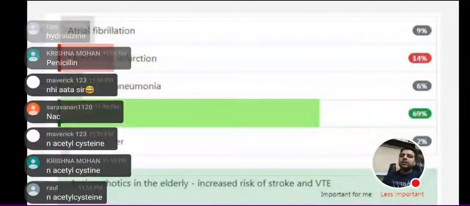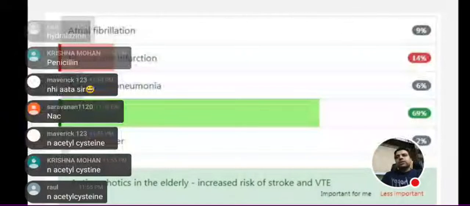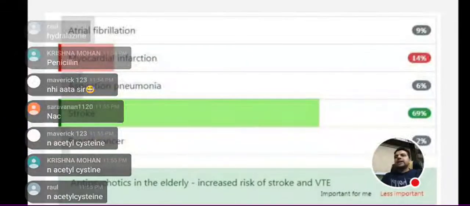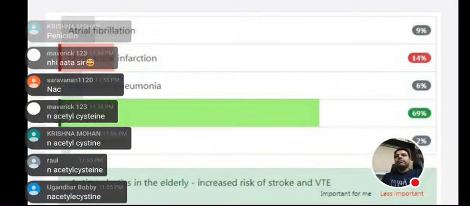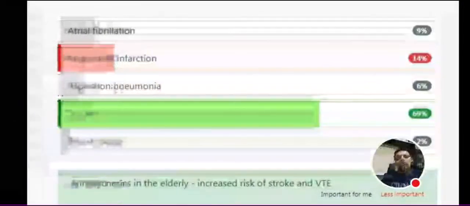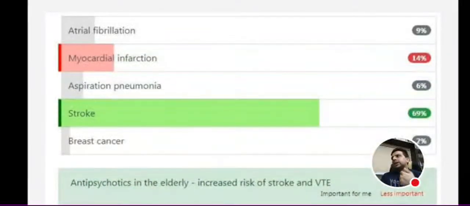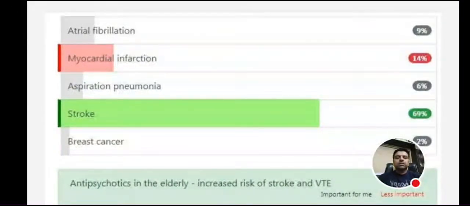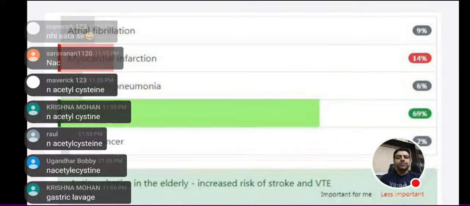NAC, N-acetylcysteine, everybody knows. If a patient comes in your OPD and tells you that 15 minutes back he took 100 paracetamol tablets with water, how do you treat? If you are the emergency doctor, DM emergency medicine, and the patient enters having taken 100 paracetamol tablets 15 minutes back, what is your next step?